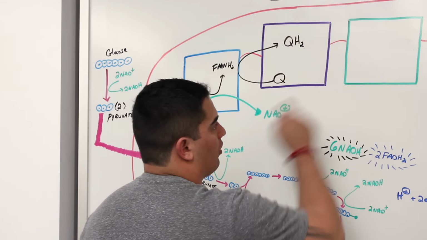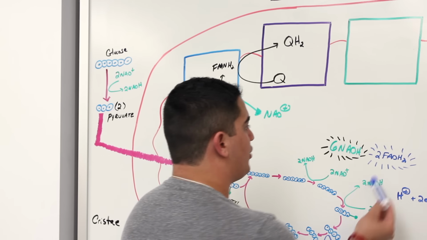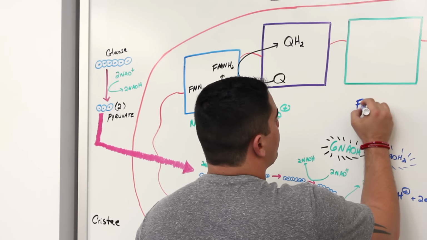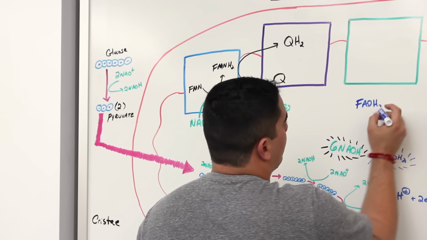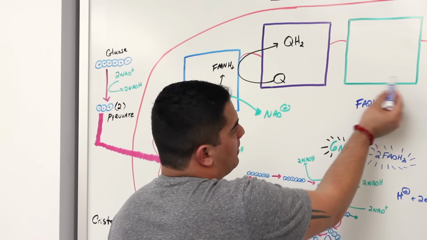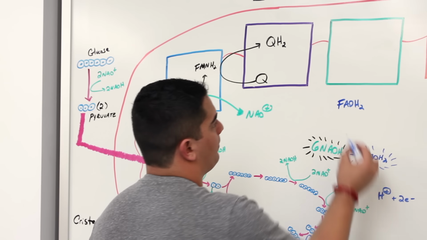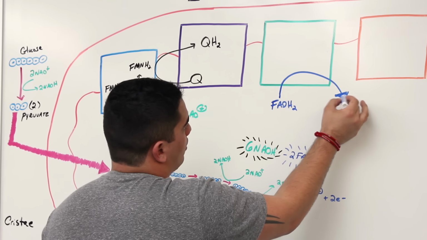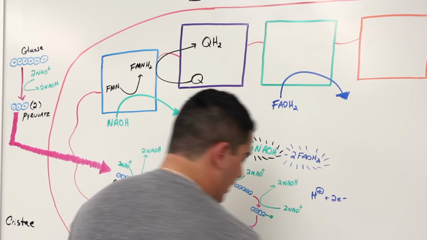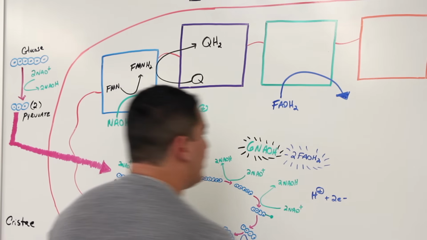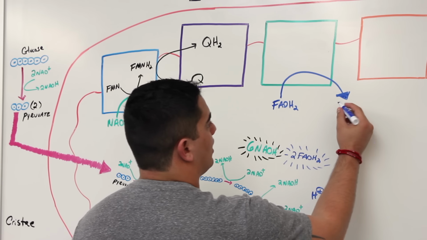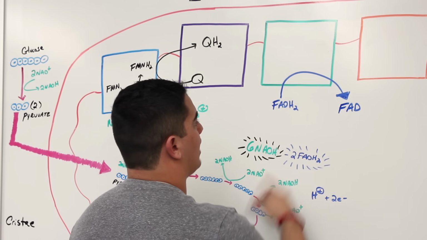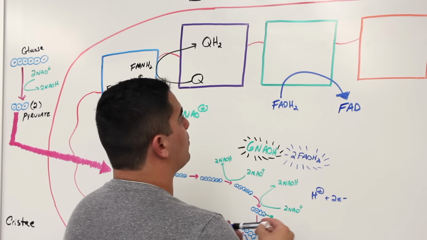FADH2 is going to come to this one right here. So let's show FADH2 coming up over here. FADH2 is going to come onto this specific component of the electron transport chain. And what it's going to do is it's going to drop off his electrons. Okay? He's going to drop off his electrons. And when he drops off his electrons, what would he come out as? He would come out as FAD. So he gets oxidized. When he gets oxidized, who gets reduced?